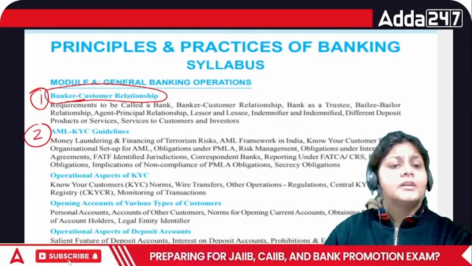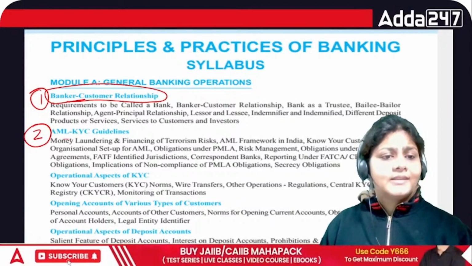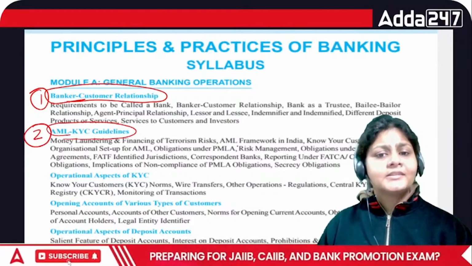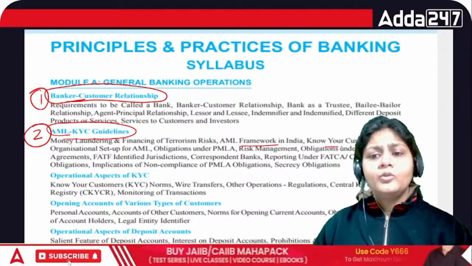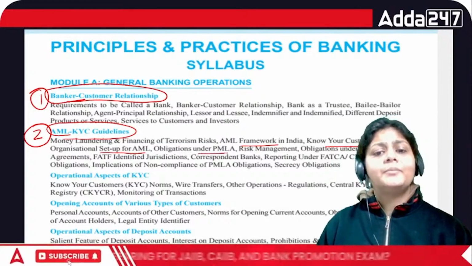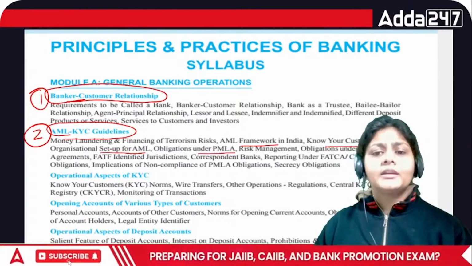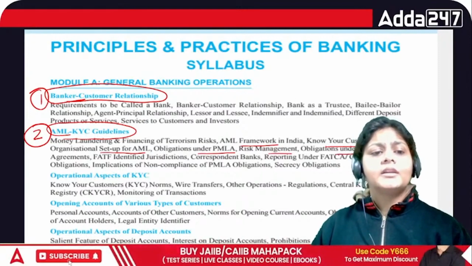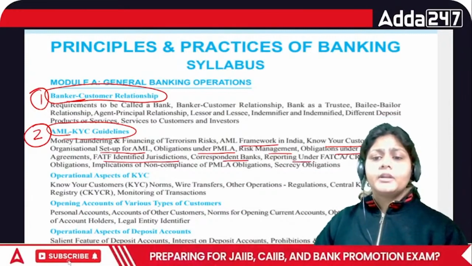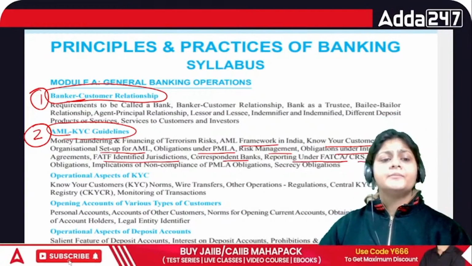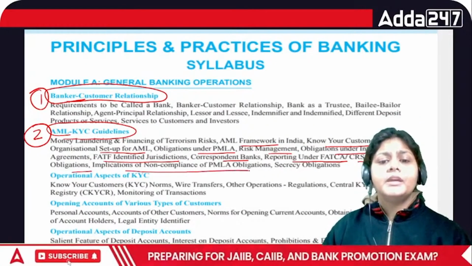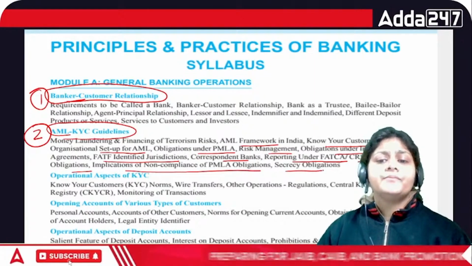Then the second chapter is all about your AML KYC guideline, where we are going to cover money laundering, financing of terrorism risk, AML framework in India, know your customer policy, organization setup for AML, obligation under PML, that is Prevention of Money Laundering Act, then risk management, obligation under international agreement, FATF, identify jurisdiction, correspondent bank, reporting under FATCA and CRS, and reporting obligation, then implication of non-compliance of PMLA obligation, secrecy obligation.